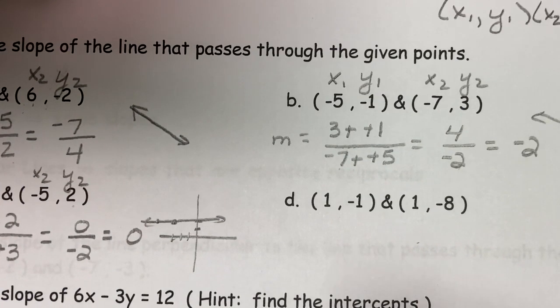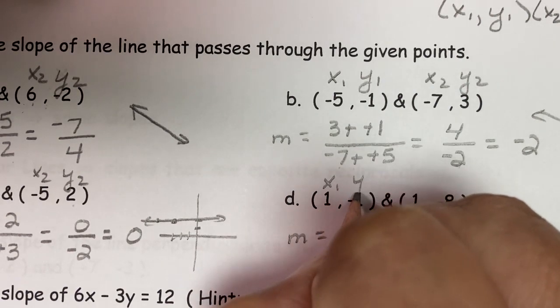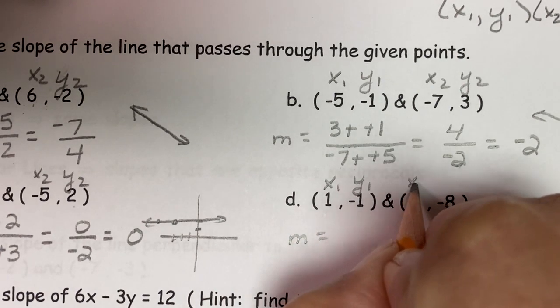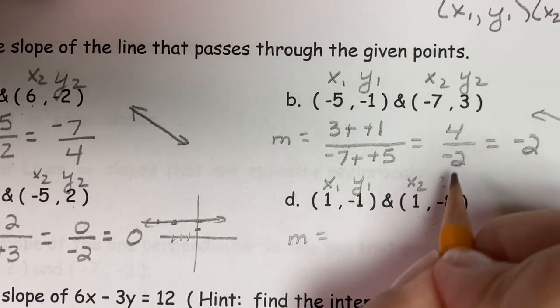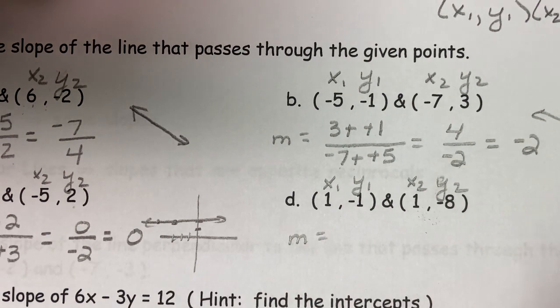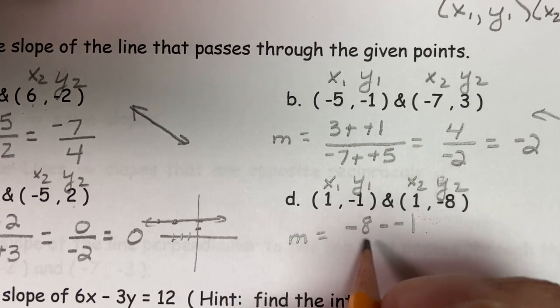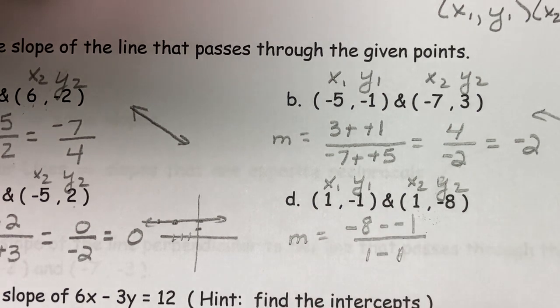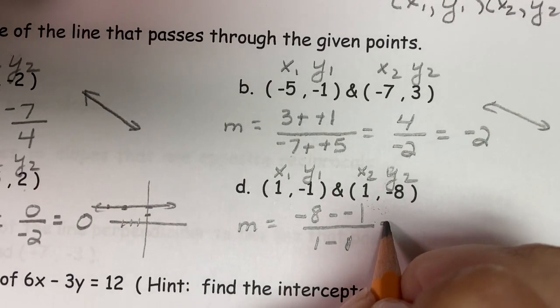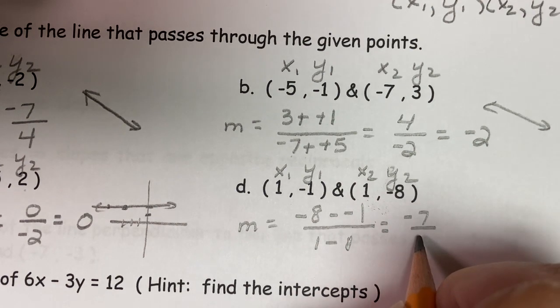Now let's finally look at D. So again, using x1 and y1 for my first point and x2, y2 for my second point, and if I plug in my values to my slope formula, y2 is -8 minus -1 on the top. And look what happens in the denominator. You get 1 minus 1. So the difference in the y's on the top is -7. The difference in the x's is 0.